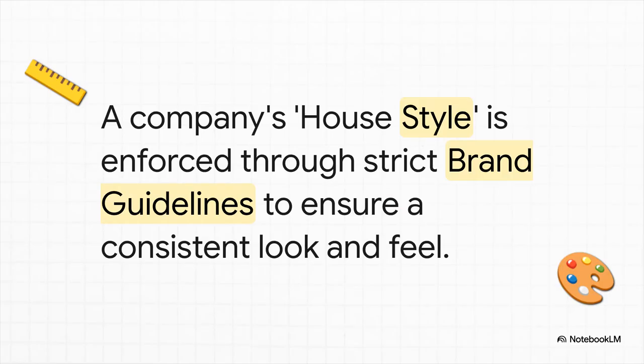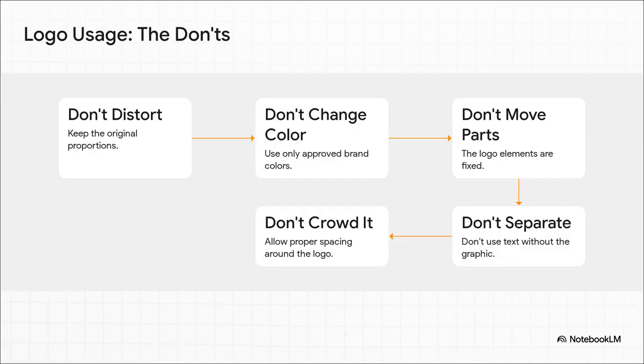Okay, so it goes even deeper than just the ethos. Companies have this super strict rule book for how they look and feel. The official term is brand guidelines, but you can just think of it as their house style. It's the reason a brand looks the same no matter where you see it. And when I say strict, I mean strict. Take a look at these typical don'ts for using a logo. Don't stretch it. Don't mess with the colors. Don't move the bits and pieces around. Don't cram stuff next to it. These rules are not suggestions. They're ironclad. They have to be to protect what makes the brand the brand.